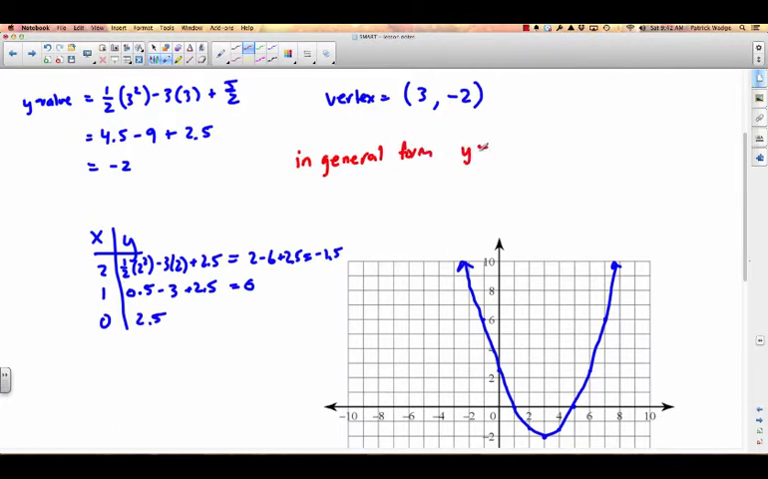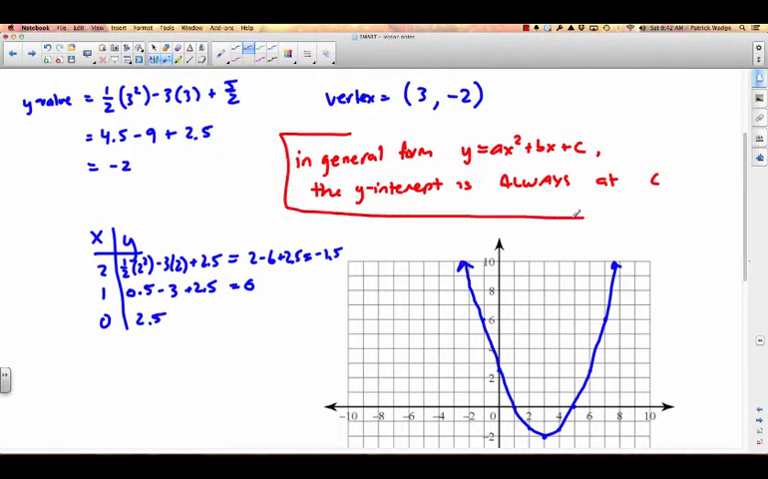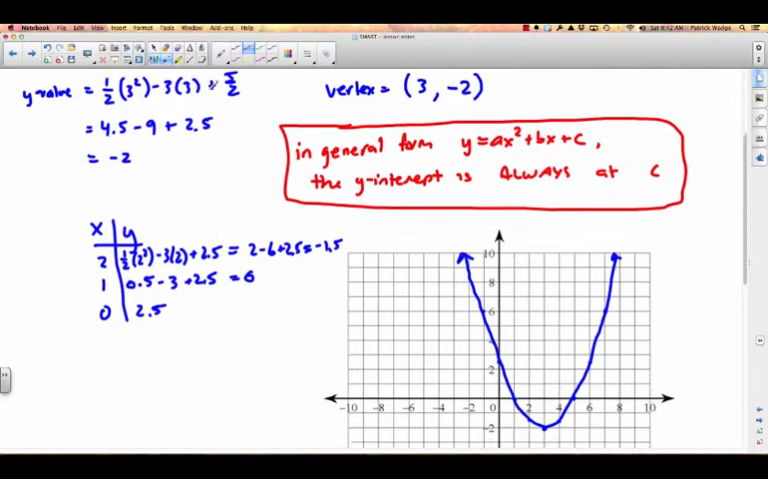So again, if you don't know what it is, I'll write it. Y equals ax squared plus bx plus c. The y-intercept is always at c. Does that make sense? Why? To find the y-intercept, you put 0 into the x's. If I put a 0 here, this first term's all 0. If I put 0 here, this second term's all 0. And what I'll be left with is c. So in general form, the y-intercept is always at c. That's useful to know. Okay, that's the end of this video.